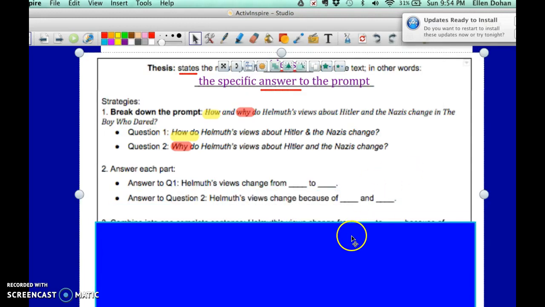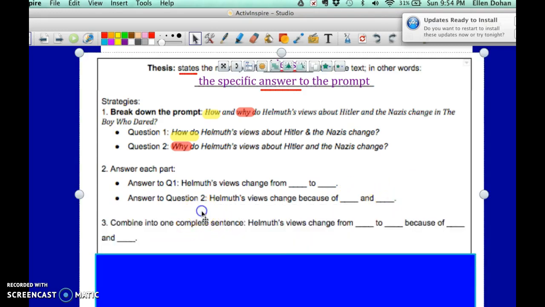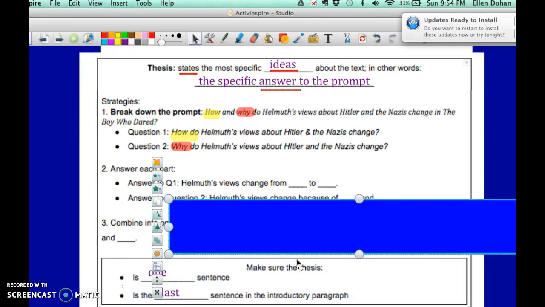of blank event and blank event, because we know that we have event 1 and event 2. Then once we've got that piece, we would combine it into one beautiful complete sentence. How do his views change from blank to blank because of blank and blank? Now that we've run through that very quickly, just make sure that your thesis continues to be just one sentence and the last sentence in your intro paragraph.